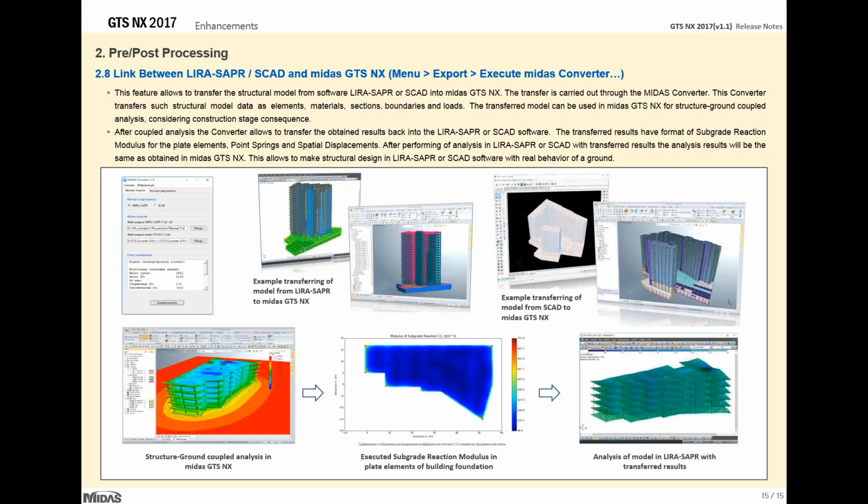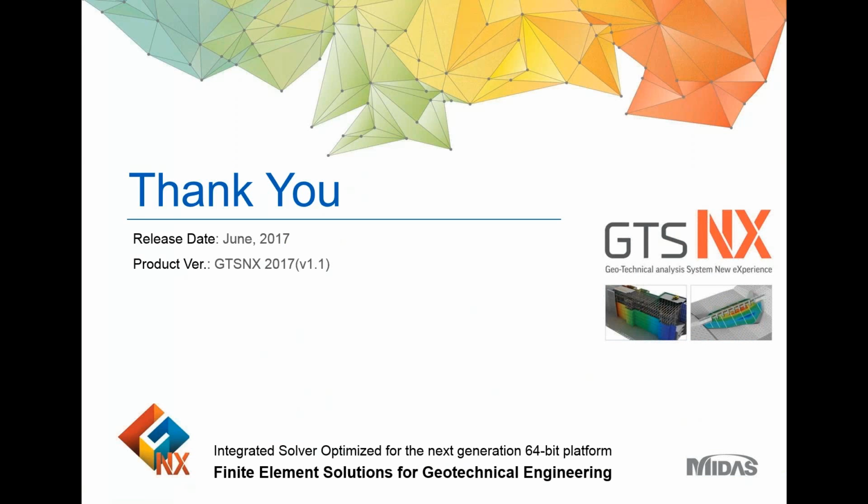After the coupled analysis, the converter allows transferring the obtained results back into the LIRA software. The transferred results have the format of a subgrade modulus for the plate elements, point springs, and spatial displacement. After performing the analysis in LIRA with the transferred results, the analysis results will be the same as obtained in Midas GTS NX. This allows making the structural design in LIRA software with the real behavior of the ground as obtained from Midas GTS NX. So this is all from the enhancements or developments for GTS NX version 1.1, 2017.